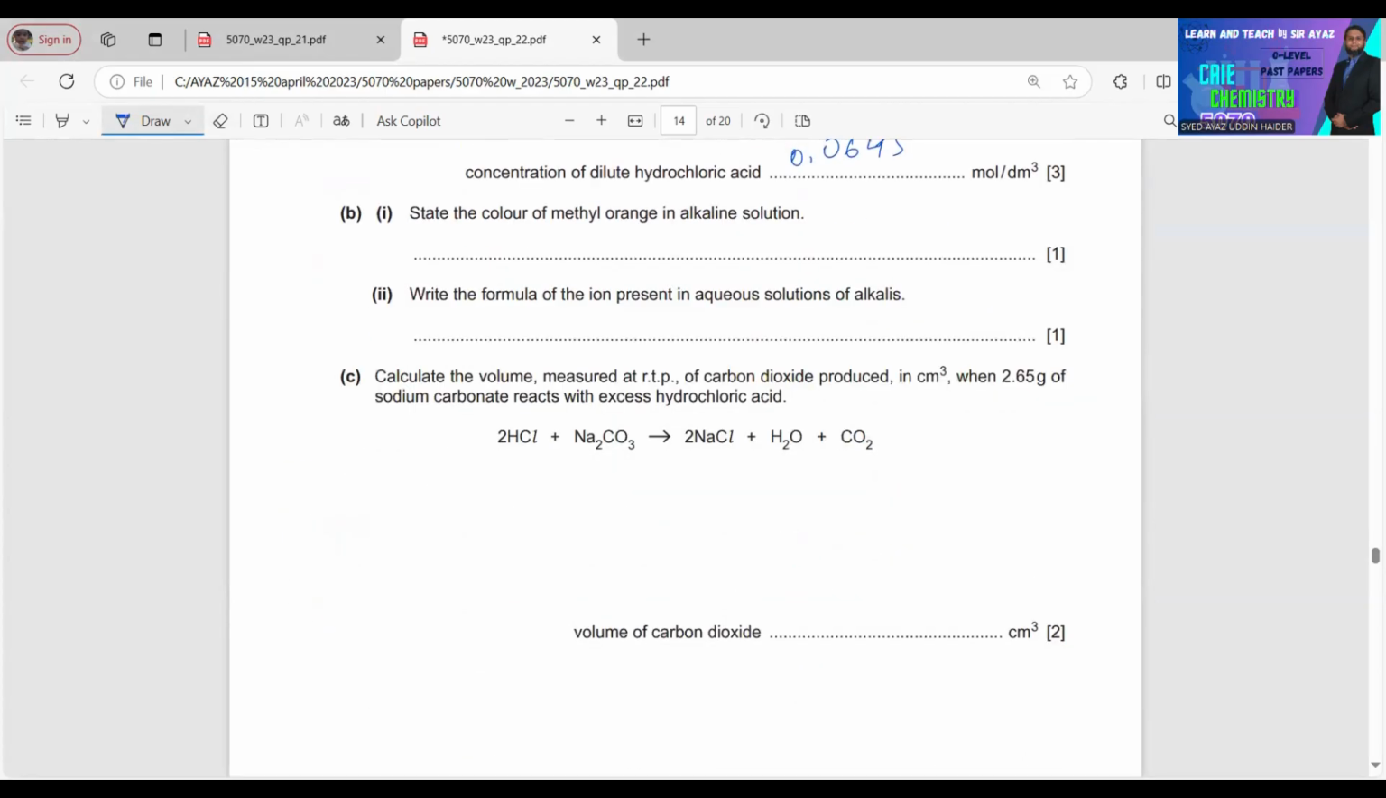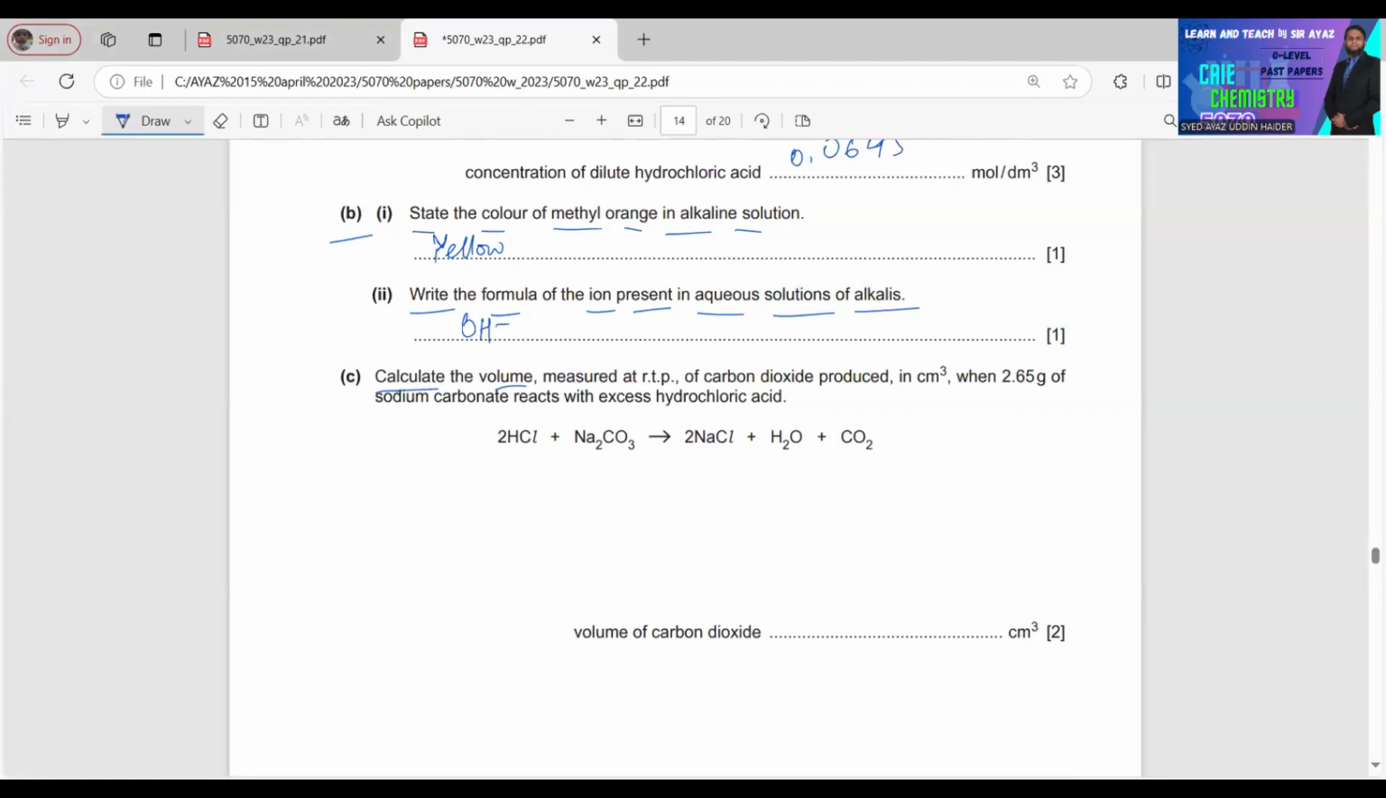For this question. Moving to next question. B1, state the color of methyl orange in alkaline solution. This is something which you have to learn by heart. It's yellow. Part 2, write the formula of the ion present in aqueous solution of alkalis. It's OH negative. So I will write OH negative.